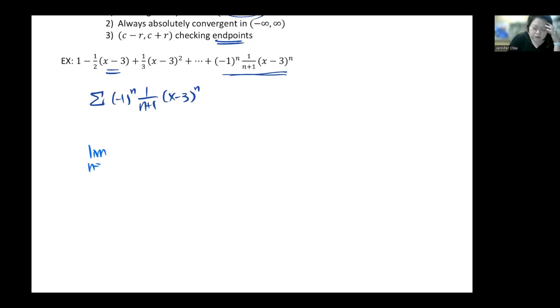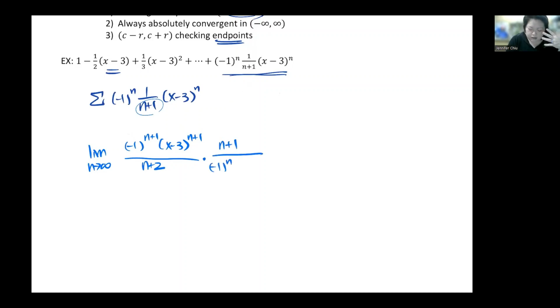So limit as n approaches infinity, -1 to the n plus 1 power times x minus 3 to the n plus 1 power, all over n plus 1 plus 1, so n plus 2, okay? Divided by the original series, or multiply by the reciprocal. So you get your n plus 1 up top, -1 to the n power, x minus 3 to the n power down here. Don't forget your absolute value because we don't know what x is going to be. Okay, clean up. Let's see how strong your algebra is.